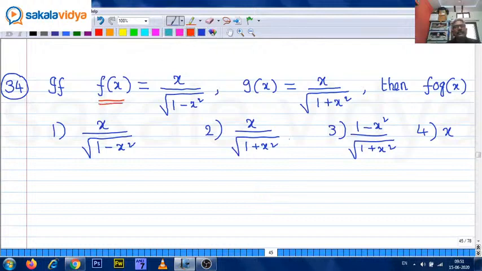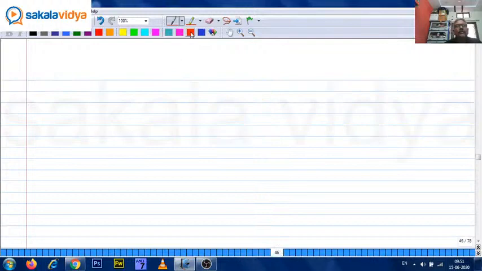This is the question. F of x equals to x upon root of 1 minus x square. G of x equal to x upon root of 1 plus x square. Then we need to find out f circle g of x. That is f of g of x we need to find out. Okay, 34th solution.